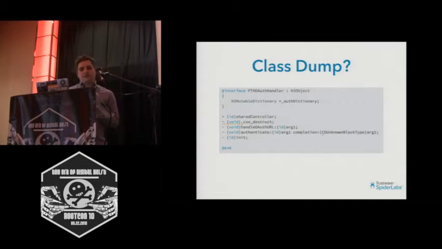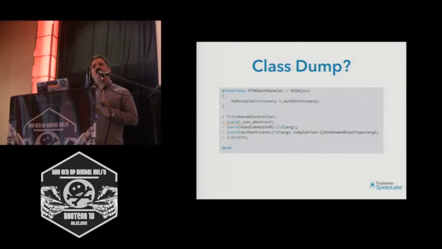And this is just Tweetbot on my Mac, so I just grabbed it. It looks pretty much like a standard interface declaration, right? You've got your class name, colon, then your superclass, your properties and instance variables, and then your class and instance methods. So pretty straightforward.